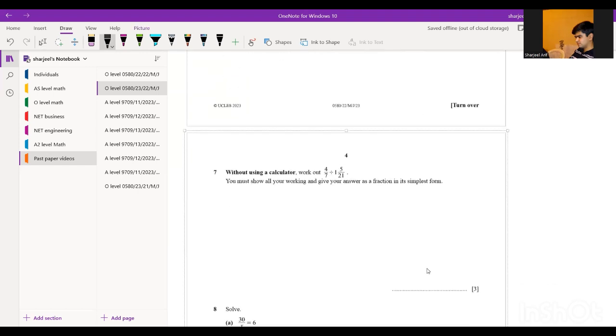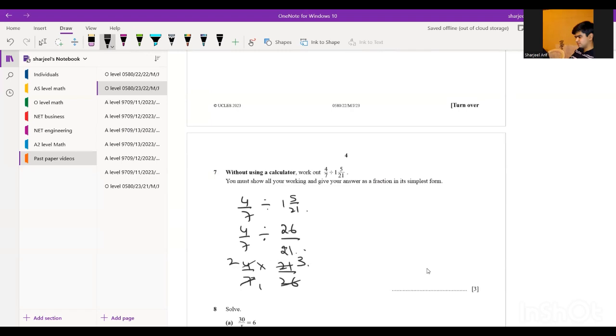For question number 7, we have to solve this without using the calculator. So first we have to change the compound fraction into an improper fraction. Then due to division, when the sign changes, the second fraction will be reciprocal. We have 21 here. This will become 21 over 26. We will cancel these two to get 6 over 13, and that would be our answer.